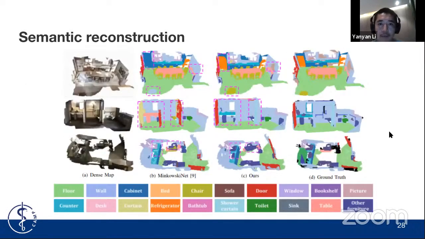And here you can see some results compared with state-of-the-art networks. Benefiting from those 2D masks, in some small regions our method can do better than this 3D segmentation network. You can see some prediction labels at the bottom of the figure.